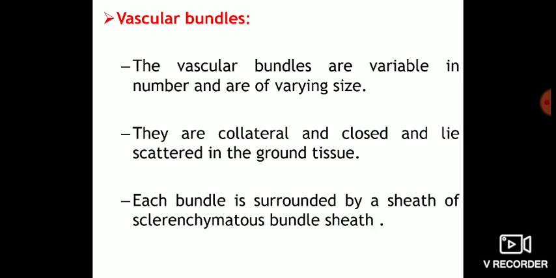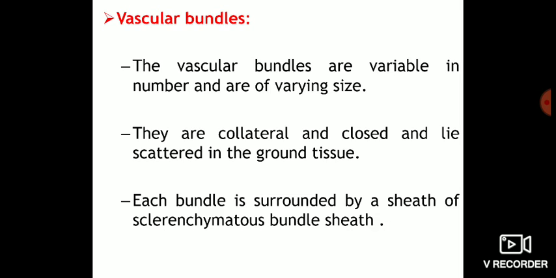And each vascular bundle is conjoint, which means xylem and phloem are present in the same bundle. They are collateral. Xylem is towards inner side and phloem is towards outer side. They are closed, which means they do not possess a layer of cambium between xylem and phloem, and hence we say they are closed for secondary growth. That means in case of monocot stems, secondary growth cannot take place because they do not possess a layer of cambium between xylem and phloem in their vascular bundles.